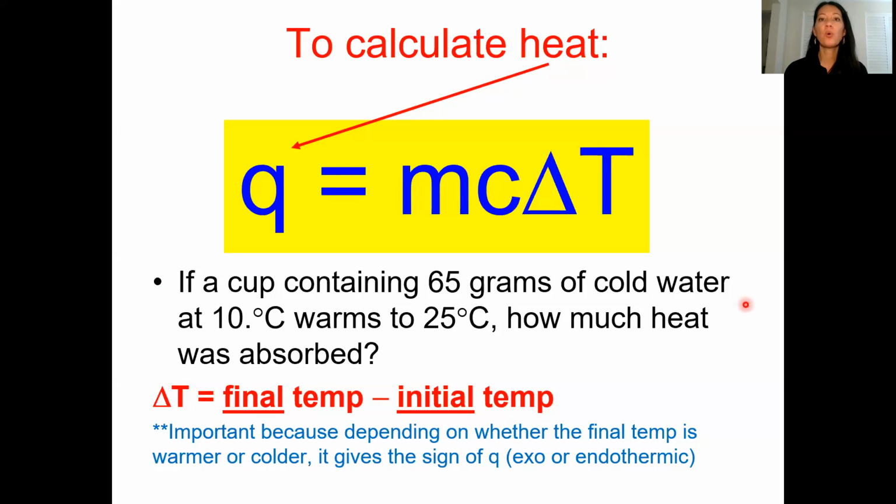So let's just look at this with an example. You have a cup of cold water. You have 65 grams. That's the mass of the cold water, and the temperature is 10 degrees. So the T initial is 10 degrees C. It's going to warm up to 25 degrees C. So that's the final temperature. So delta T would be 25 minus 10. It warms up, so that's a positive number. In the end, what I want you to calculate is how much heat was absorbed. So let me just walk you through this.